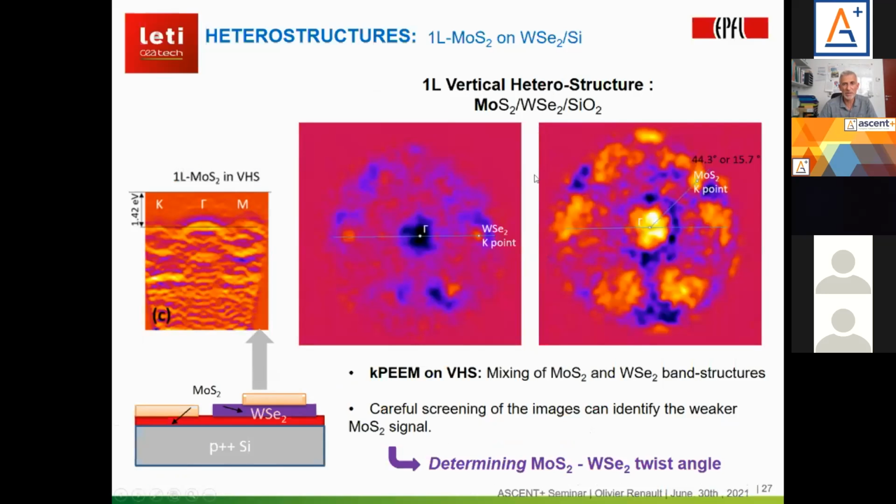And when you are looking more closely at this data, because you have these three data sets, so the momentum images at each binding energy below the Fermi level, you can isolate the contribution. Carefully looking at the image series, we can isolate the contribution of the tungsten diselenide and the molybdenum disulfide and see how they are rotated. And like this, you can more or less easily determine the twist angle between both atomically thin layers.